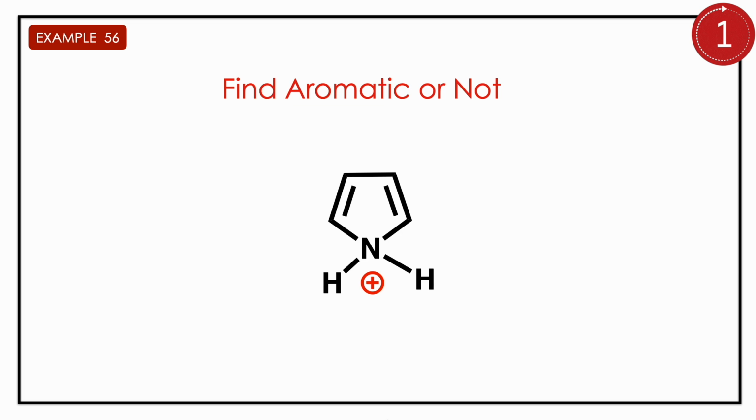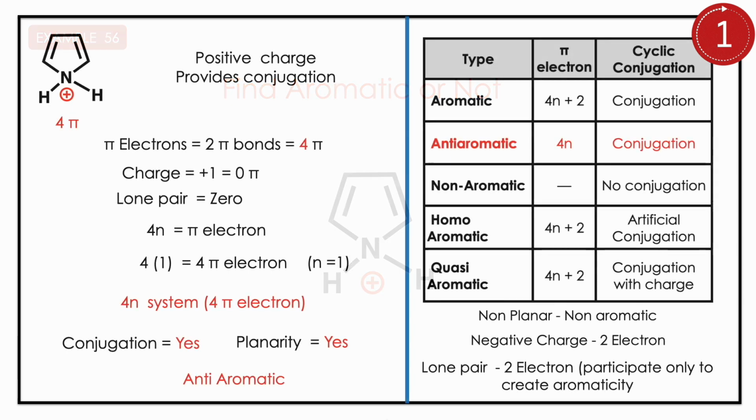Then the next example. Here you have pyrrole which is protonated with a cation. You should find whether the given compound is aromatic or not. Here a positive charge is there. Positive charge can help with the delocalization. It has 2 pi bonds which is 4 pi electrons. Charge is plus 1, so 0. So it cannot contribute. So 0 pi electrons.